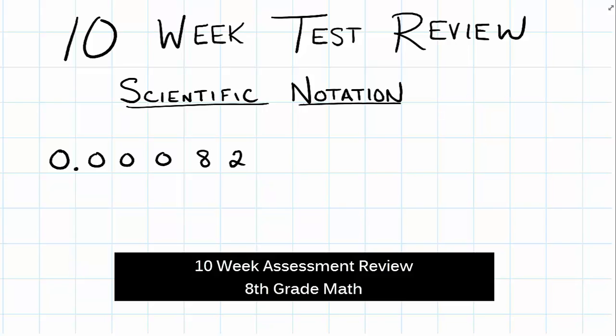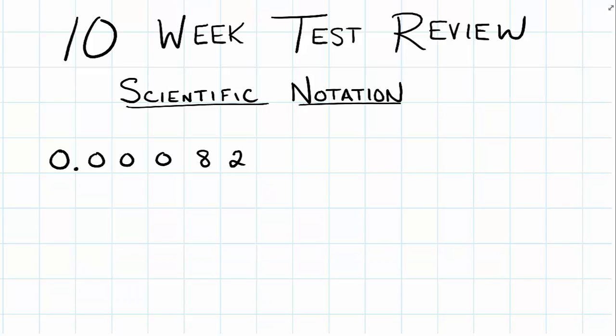I'm going to try to cover everything that we need to know for the 10-week assessment that we're about to take. The very first thing is taking small decimal numbers and putting them in scientific notated form and vice versa. And so what we have to remember is that we need our number to be between 1 and 9.99.